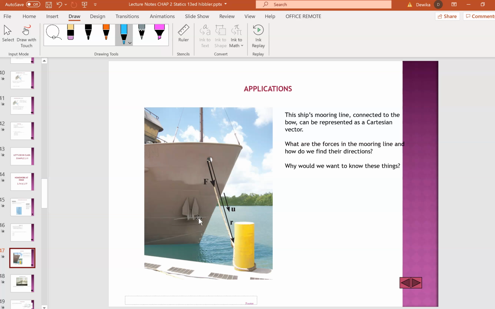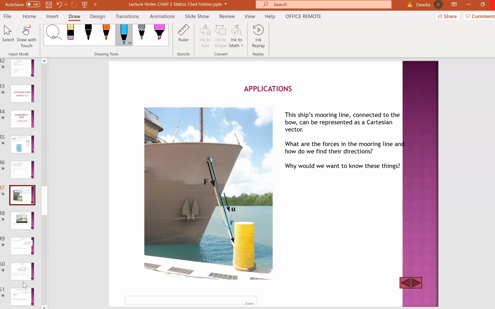For example, this ship mooring line connected to a bow can be represented in a Cartesian vector. So what are the forces in the mooring line and how do we find the direction? With position vector, you'll be able to find the direction and the force itself. I'll explain shortly how it can be done.